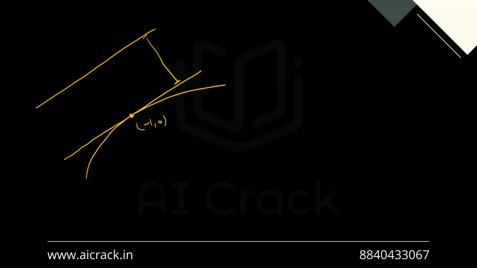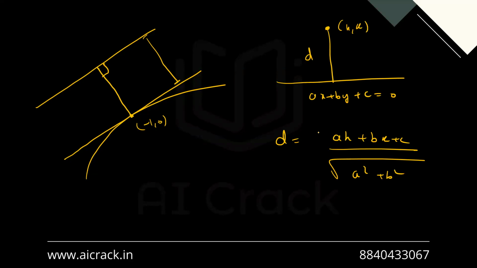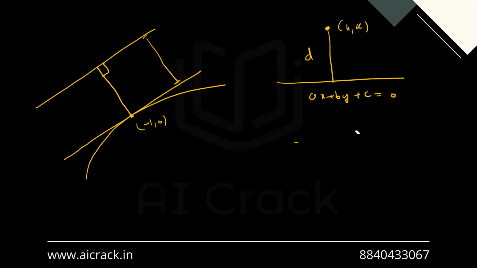So we have to drop perpendicular from this point and we can use the straight lines formula to find out this particular distance, right? So that formula is, let's say this point is h comma k and we are dropping a perpendicular on line ax plus by plus c equals 0. How do we do that? This distance d is equal to the modulus of a times h plus b times k plus c divided by under root a square plus b square, right? This is the distance formula. So we'll be utilizing this formula to find out the distance from minus 1 comma 0 to that line, right?